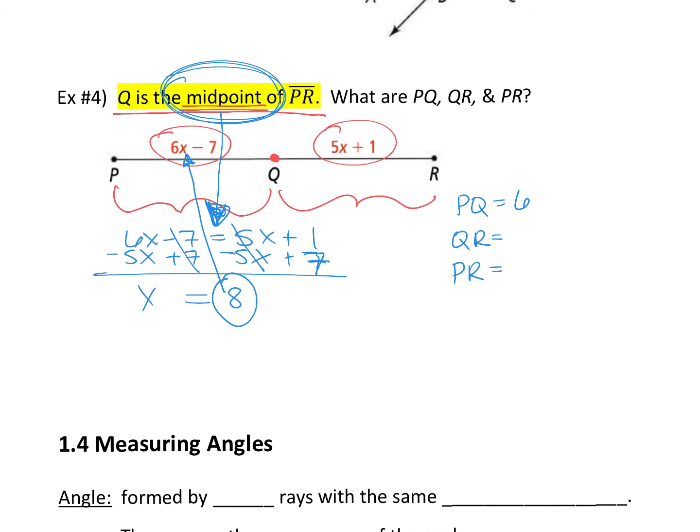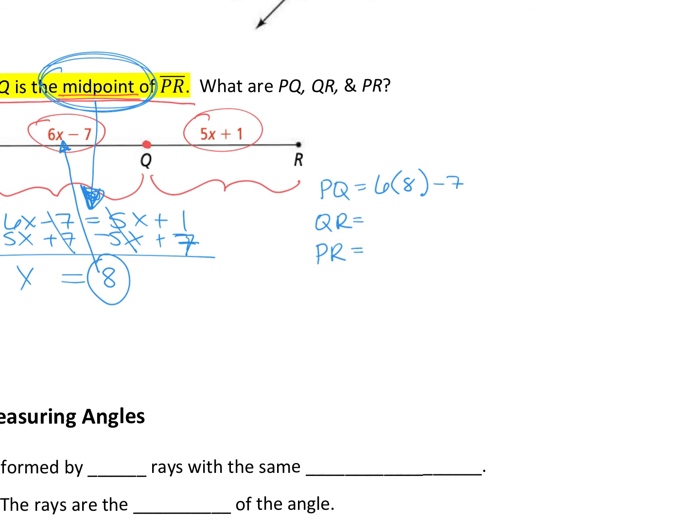So it's going to be 6 times 8 minus 7. Do some mental math there. What do you get? 48 minus 7 is 41, right? So this should be 41. What about QR? Do you have to plug something in? 41, right? It should be the same thing.